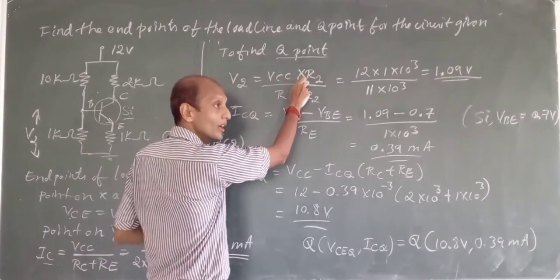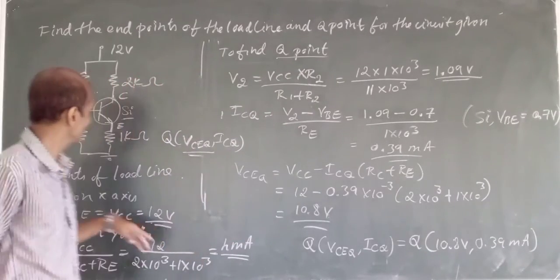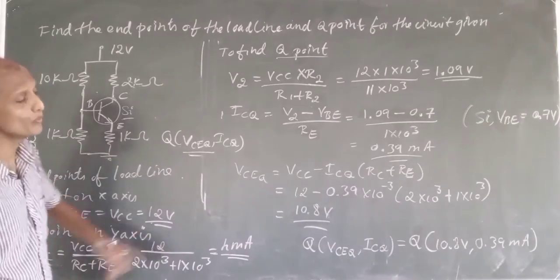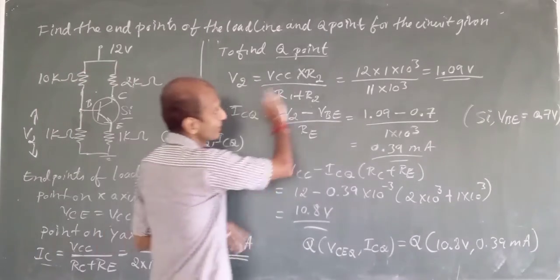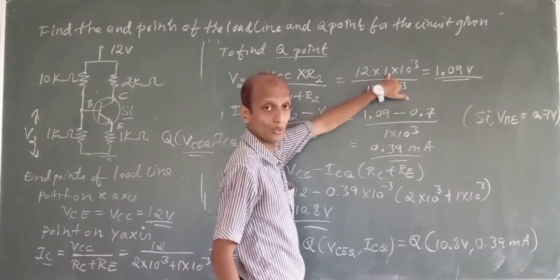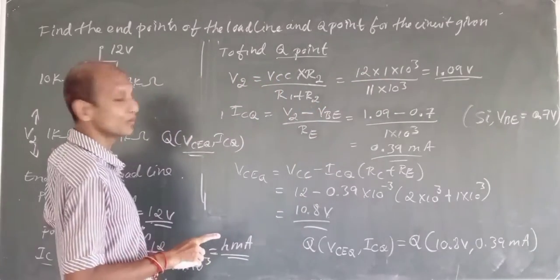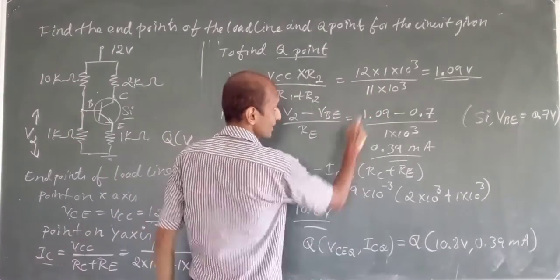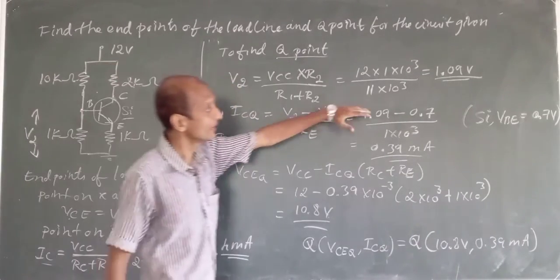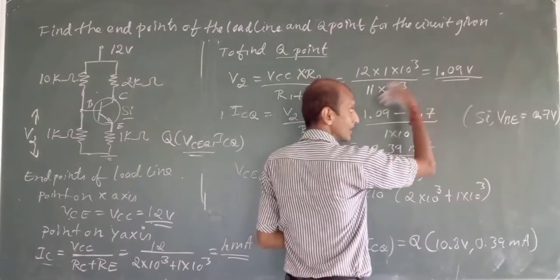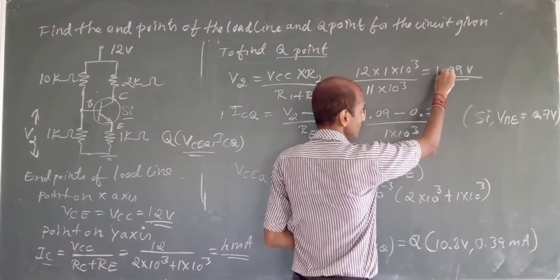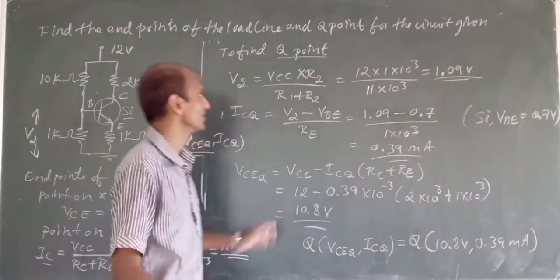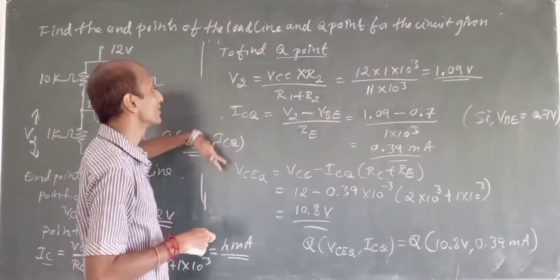What is that? VCC into R2 divided by R1 plus R2 is the formula to find the voltage drop across resistor R2, that is V2, by voltage divider. After putting the values, 12 volts into 1 kilo ohm, since R2 is 1 kilo ohm, divided by R1 plus R2, 10 plus 1 is 11 kilo ohms. If I go for the solution, we will get a value of 1.09 volts. Okay, fine.